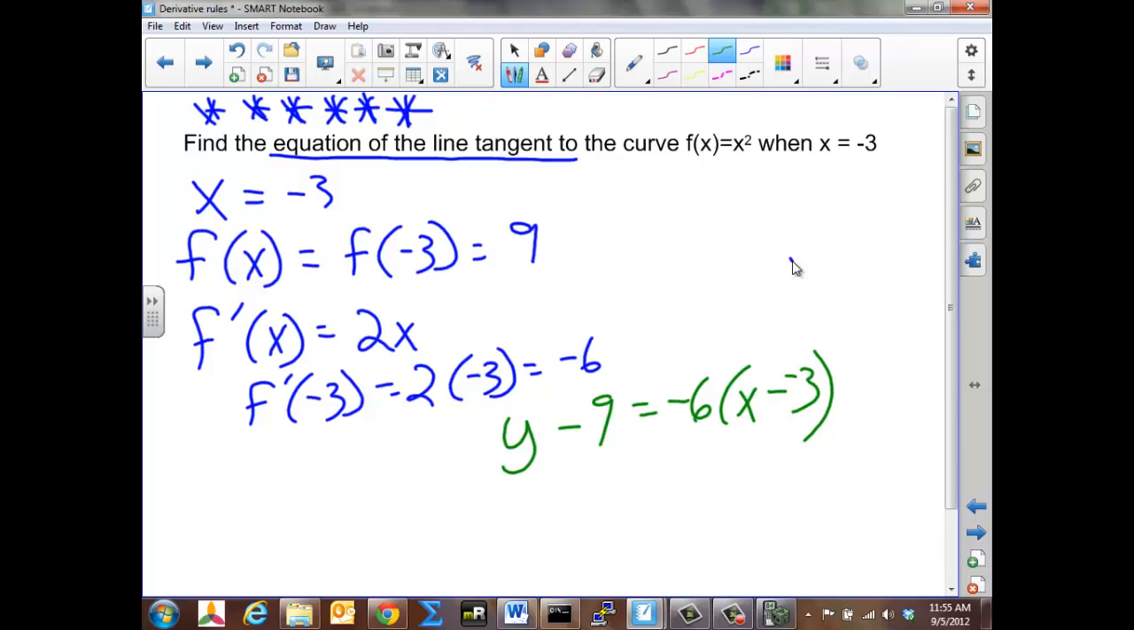Now, if this is multiple choice, that answer may not be there. They may have cleaned it up a little bit and gotten it to something like this: y equals negative 6x minus 9. But I'm telling you, on an FRQ, stop there. If it's multiple choice, you've got to be able to see that it goes all the way down to there.